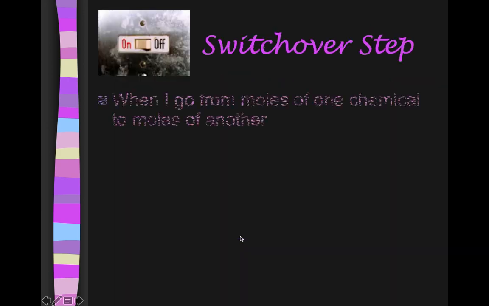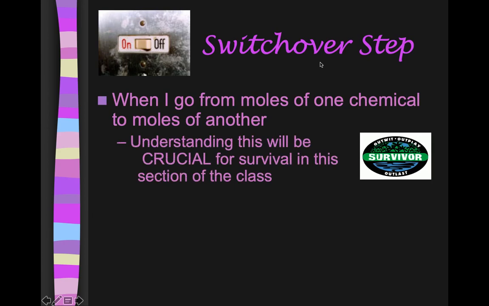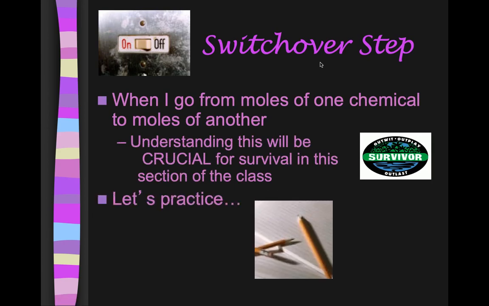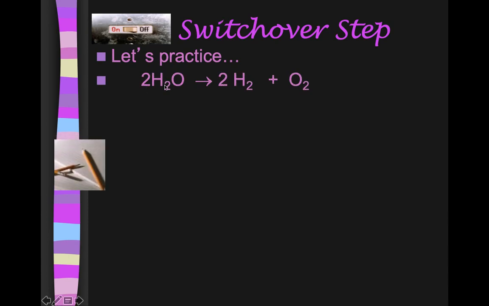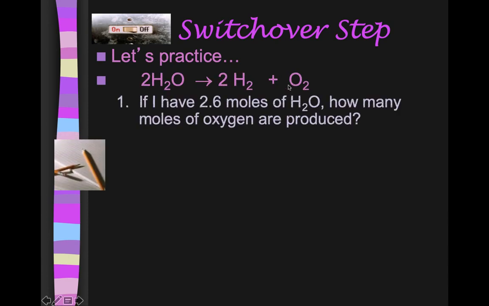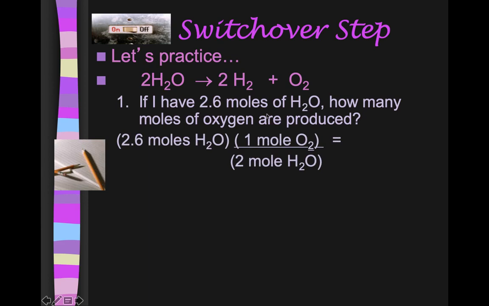All right. So let's see what that looks like. So when you go from moles of one chemical to moles of another, that's called the switchover step. And that's the crucial part for surviving stoichiometry. So let's go ahead and practice this. So you can put this either in your notes or on the output page next to your notes. But here's what it looks like. If this was my balanced equation, 2 waters produces 2 hydrogen plus 1 oxygen. If I ask you, 2.6 moles of water is what I start with, how many moles of oxygen are produced? Well, this is still a DA problem. So start with your given, 2.6 moles of water. So start with that. But then I want to get to moles of oxygen. That's how I know I need that switchover step, where I compare moles of what I have to moles of what I'm trying to get to.